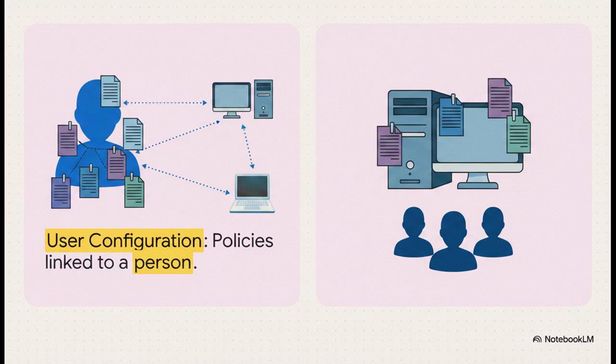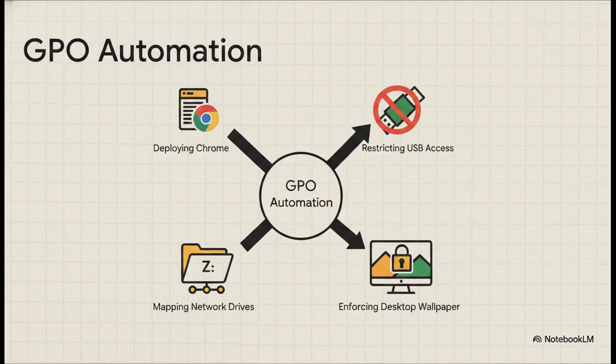Computer configuration is tied directly to the hardware itself, like forcing a security update onto a specific laptop no matter who's typing on it. User configuration follows the actual person. So if you set up a mapped network drive for a user, that drive is going to pop up whether they log in from their own desk or a random laptop in the break room. It's honestly wild what you can automate with this.